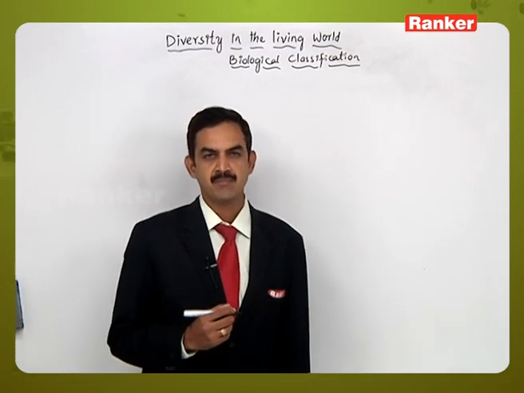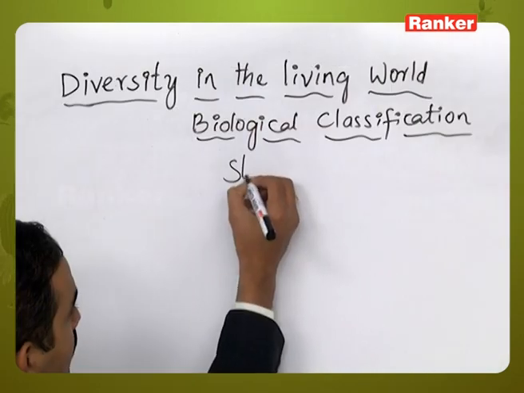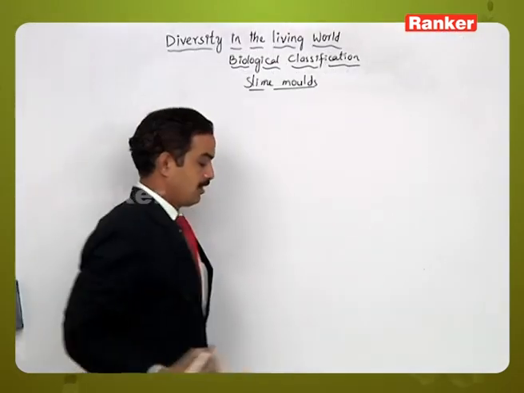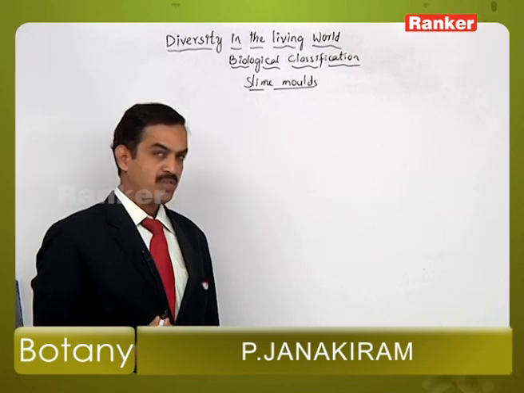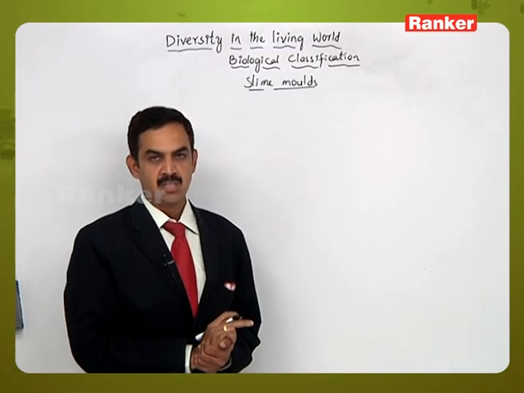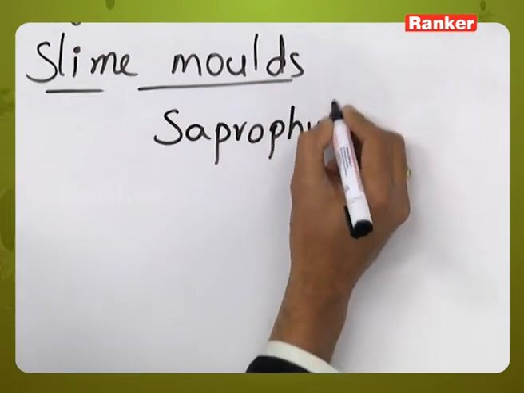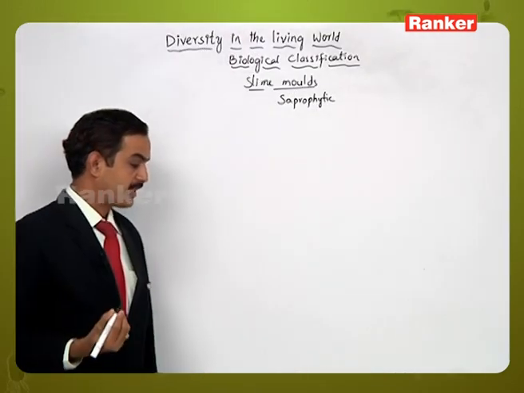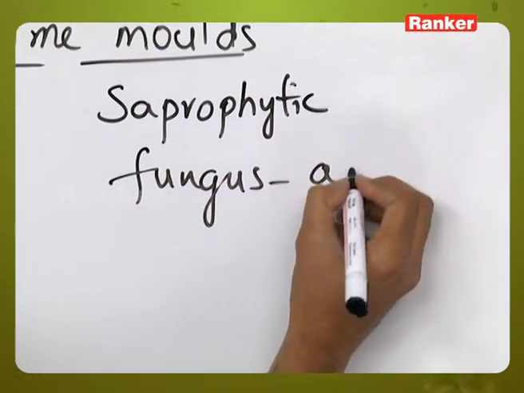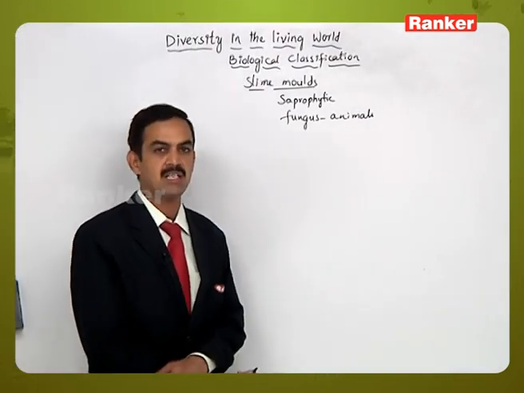In the biological classification, the second kingdom is Protista, and the next group is the slime molds. Slime molds are organisms exhibiting both animal characteristic features and plant characteristic features. These are mostly saprophytic in nature, and these organisms are considered to be the fungus animals because of the special feature that they exhibit both the characters of animals and also the plants.